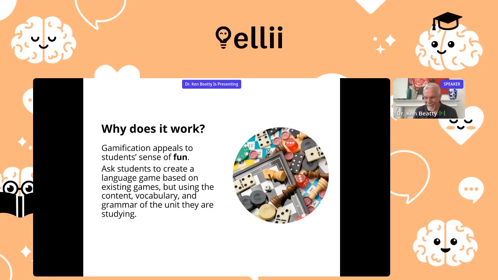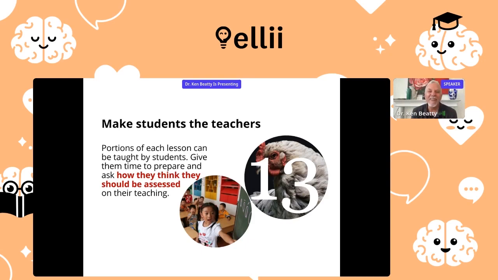I can see lazy teacher, right? Okay, yeah. Portions of each lesson can be taught by students. Give them time to prepare and how they think they should be assessed. Ask them, say, okay, you're going to do this. How should I assess you, right?